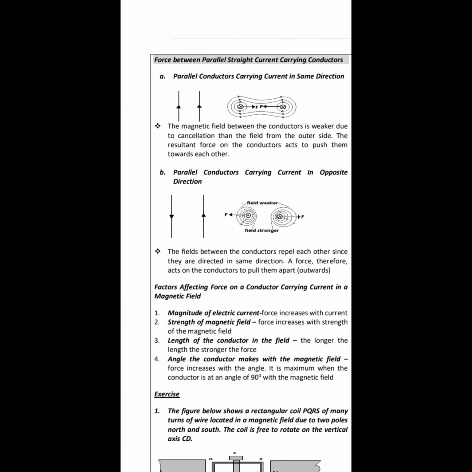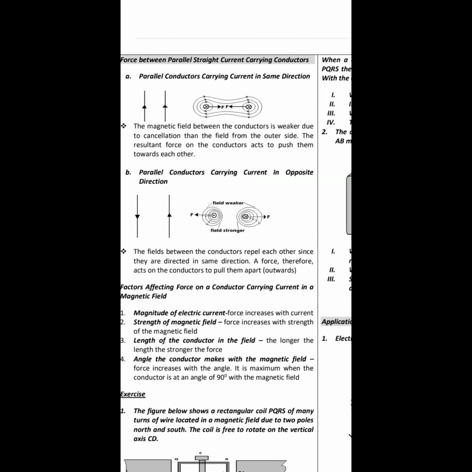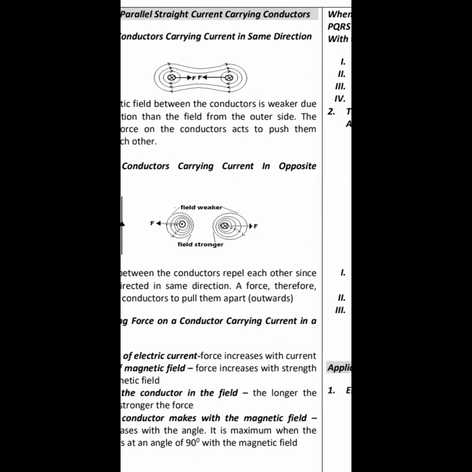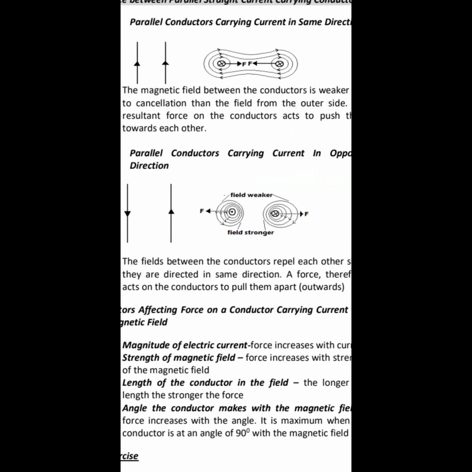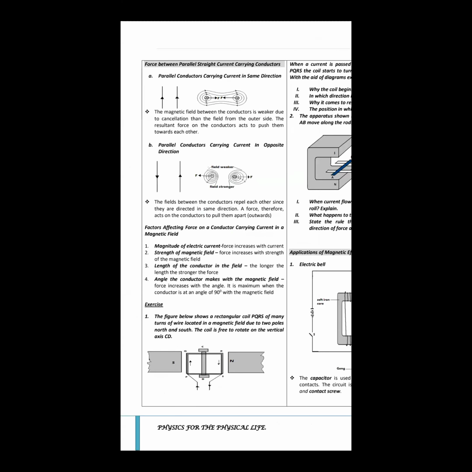For this case A, parallel conductors carrying current in the same direction. The magnetic field between the conductors is weaker due to cancellation than the field from the outer side.